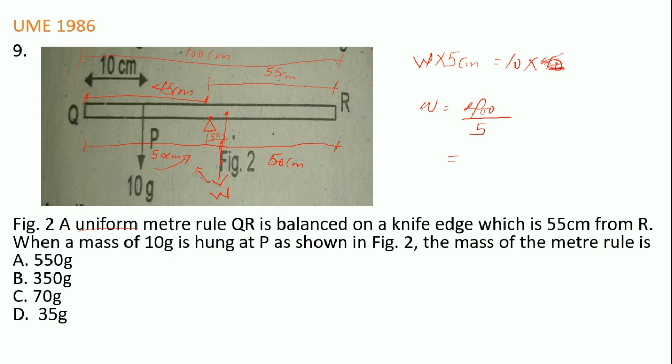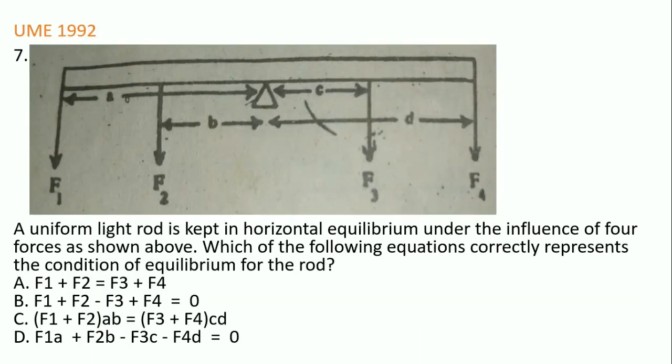So that's going to be 10 times 35 cm. That will mean that we'll be having 35 times 10 divided by 5. 5 in here is 1, 5 in here is 7. So this times this, that is going to be 70 grams. So I have option C, which stands for correct. The next question, we've got UTME 1992, question number 7.